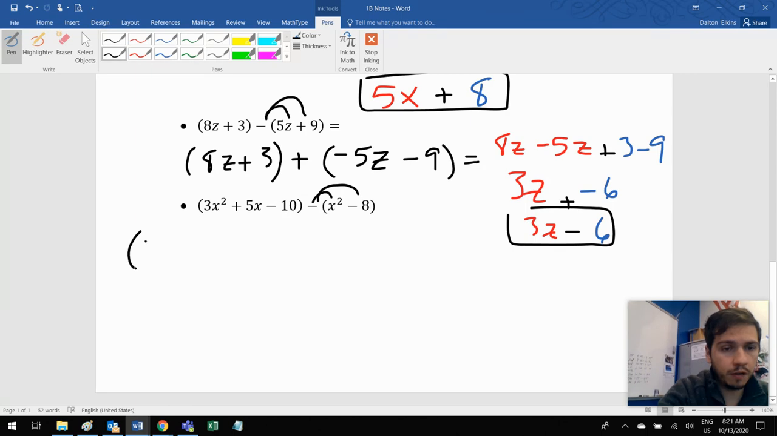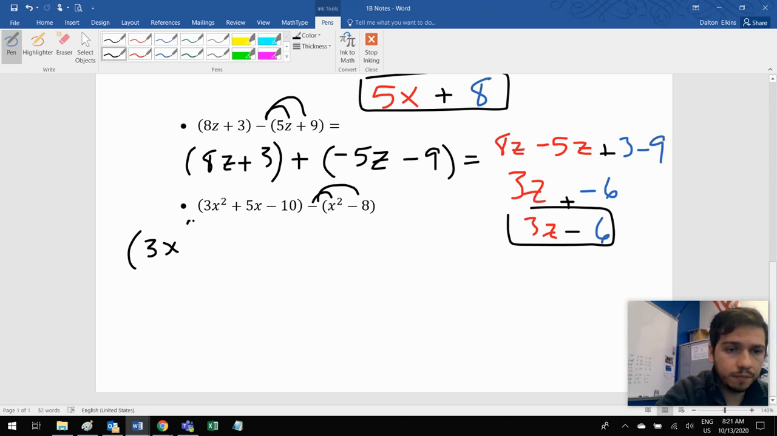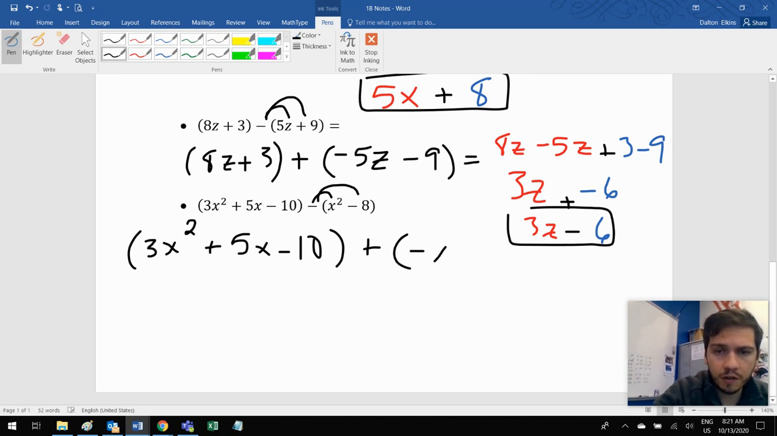So let's just rewrite this entire thing. So the thing on the left isn't changing. And then I'm going to change this to plus, but I'm going to switch the signs of everything over here. Right, so this is going to become a plus. This is a positive x squared, so it's going to be negative x squared. And this is a minus 8, so it's going to become plus 8.